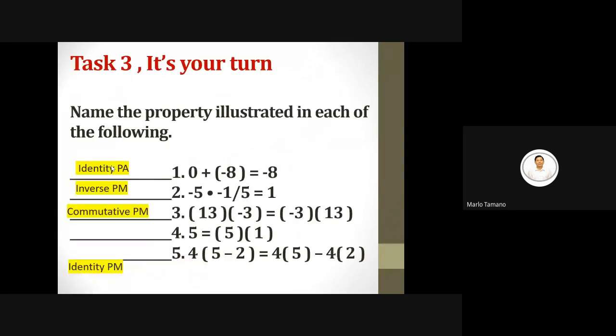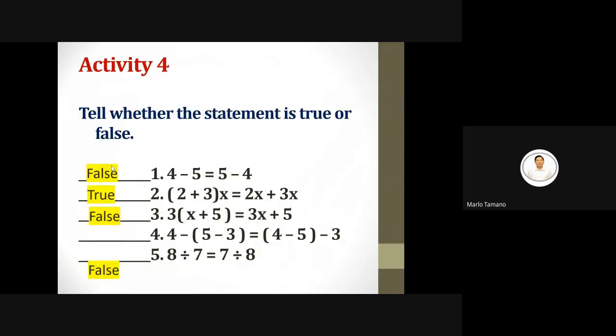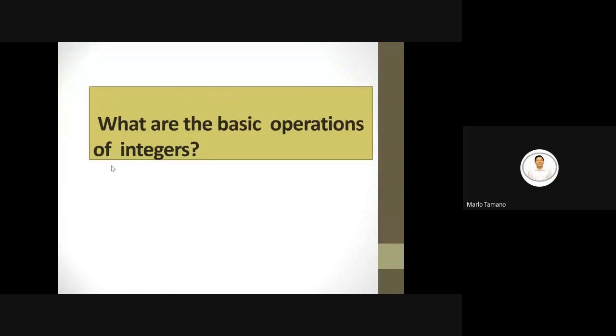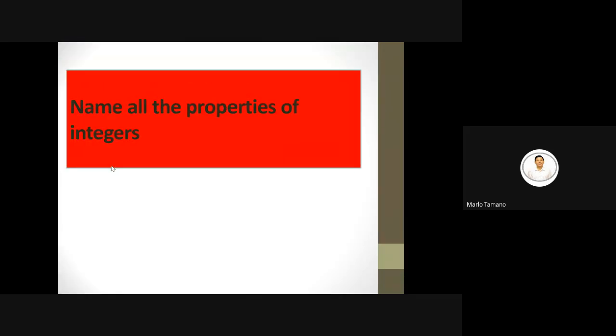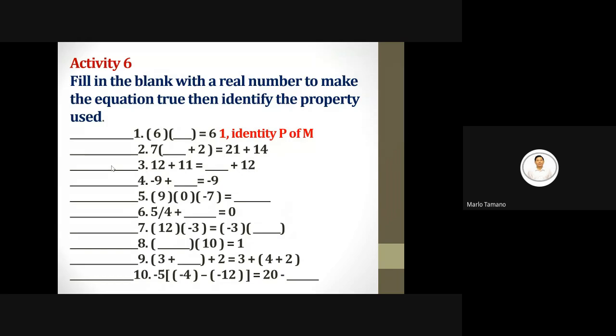So there are no questions anymore. So you are now free to do the activity number 6. No? And this is to be submitted this week. All right. So we have here number 1 is done. Fill in the blank. All you have to do is give the answer. For this blank, fill in the blank with a real number to make the equation true. Then after which, that's the time you're going to identify the property used.